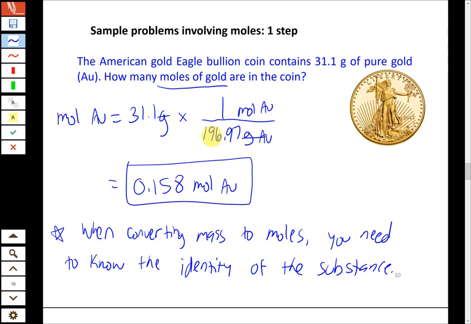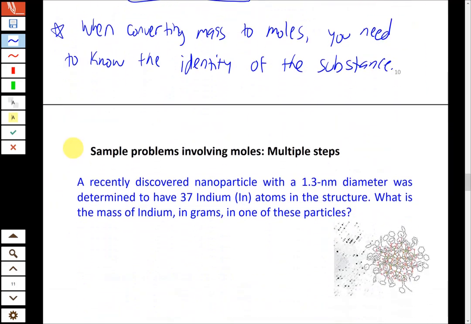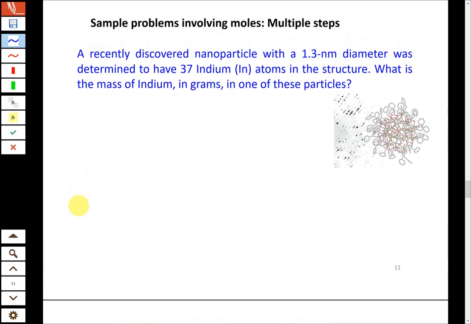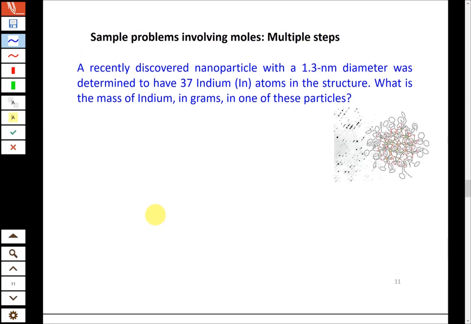All right, let's just do a couple other example problems that involve multiple steps, so kind of combining the two things we just did. So this, I guess, isn't so recent anymore because I made this slide a long time ago. But anyway, there's someone I know who I went to grad school with who discovered this nanoparticle that has a 1.3 nanometer diameter, and they determined that there's 37 indium atoms in the structure. So we want to know what is the mass of indium in grams for one of these particles. So in other words, a simpler way is what is the mass of 37 indium atoms in grams. So how do we figure this out?